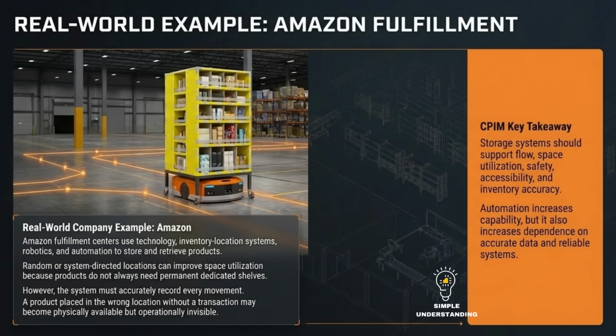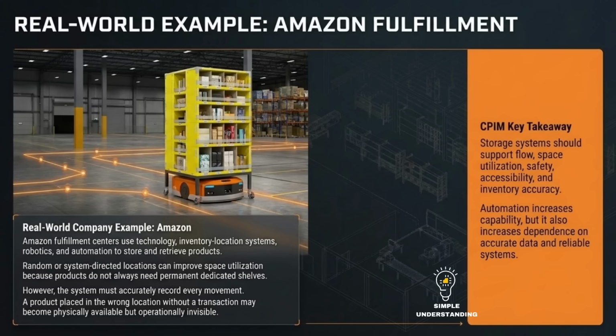Real-world company example: Amazon. Amazon fulfillment centers use technology, inventory location systems, robotics, and automation to store and retrieve products. Random or system-directed locations can improve space utilization because products do not always need permanent, dedicated shelves. However, the system must accurately record every movement. A product placed in the wrong location without a transaction may become physically available but operationally invisible.